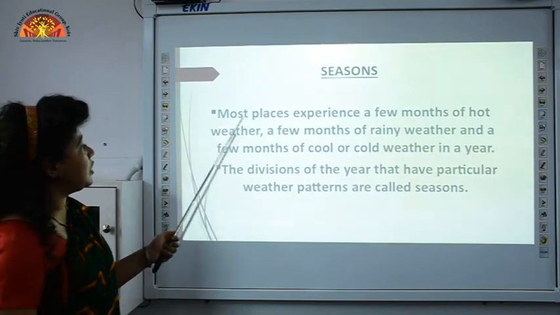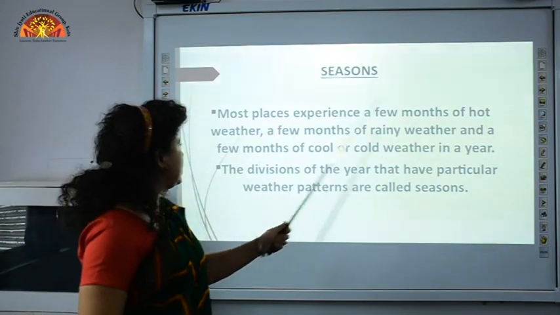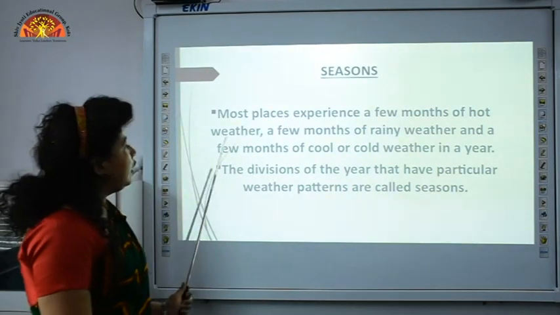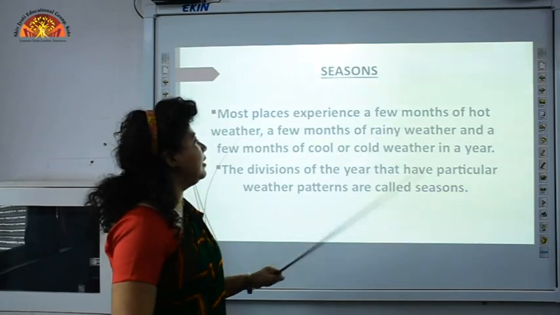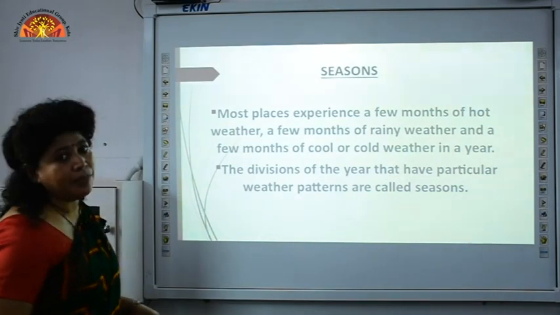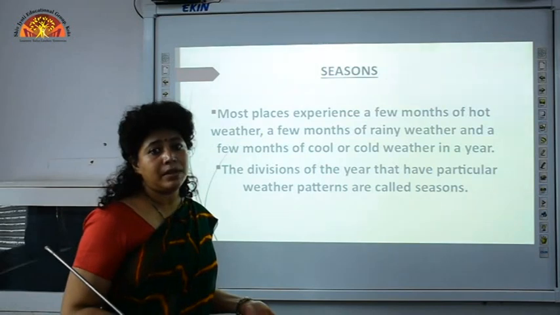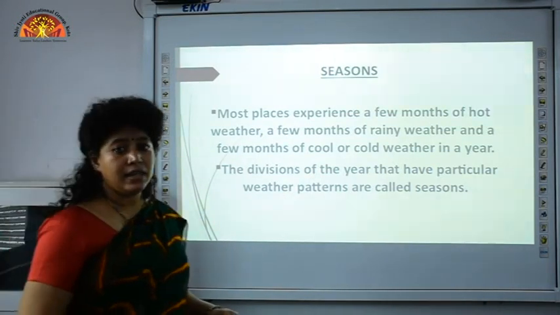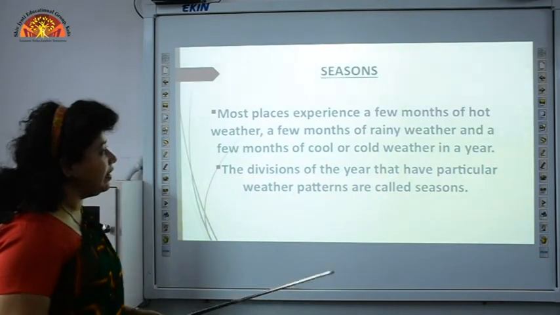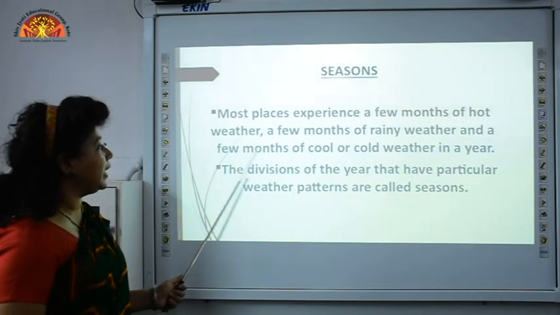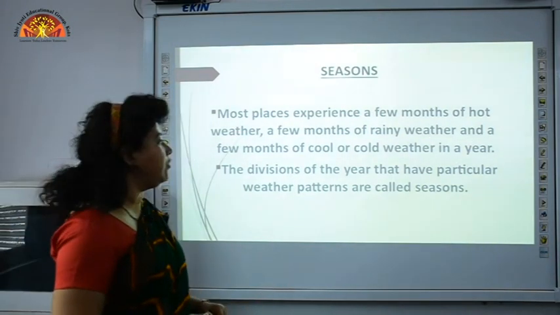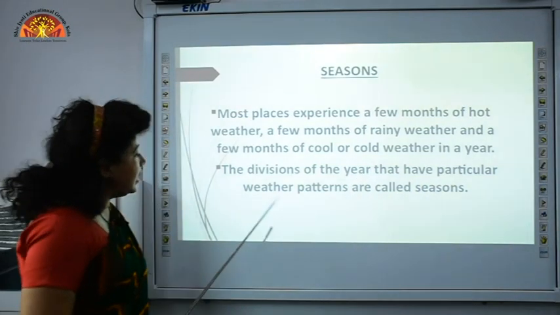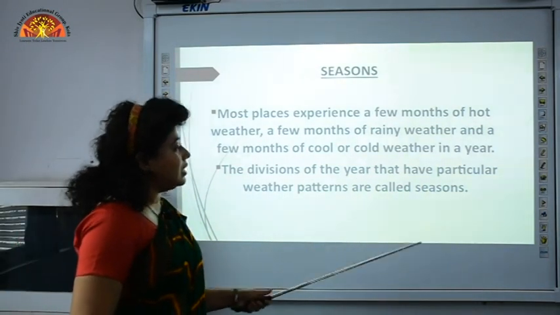Seasons. Most places experience a few months of hot weather, a few months of rainy weather and a few months of cool or cold weather in a year. For example, राजस्थान में कभी कभी हमको गर्मी का मौसम रहेगा जिसको हम hot weather बोलते हैं. कुछ महीने rainy season रहेगा जिसको हम rainy weather बोलते हैं और कुछ महीने ठंड रहती है जिसको हम cold weather बोलते हैं. So, the divisions of the year that have particular weather patterns are called seasons.